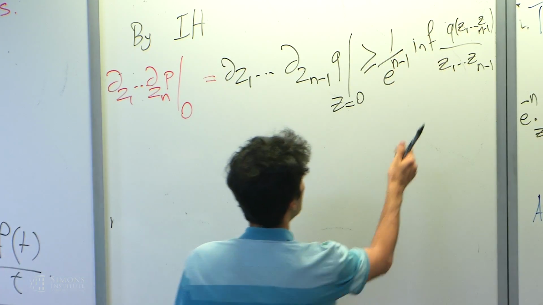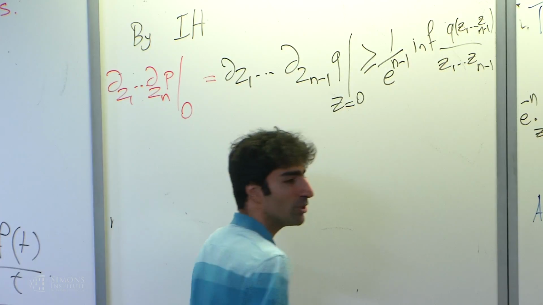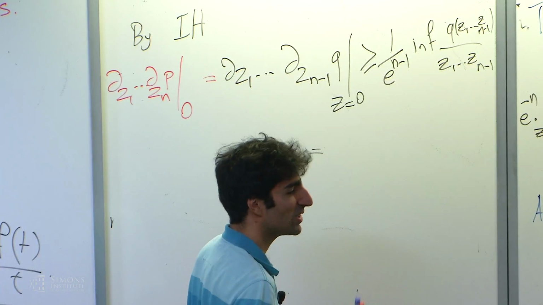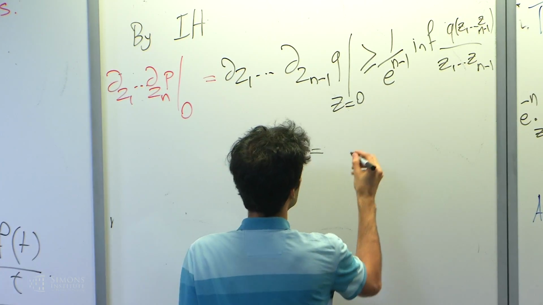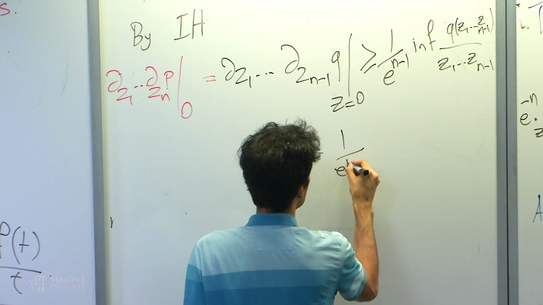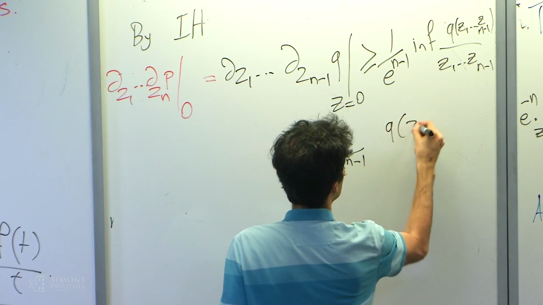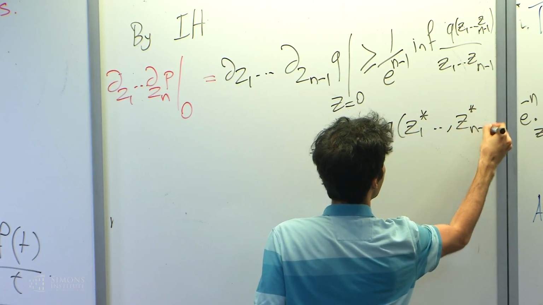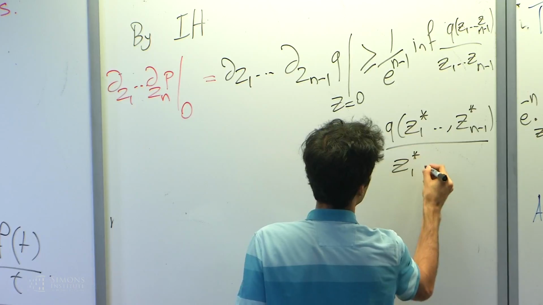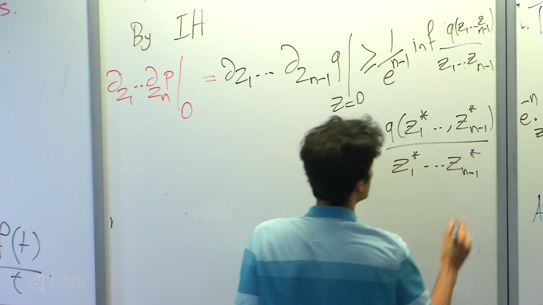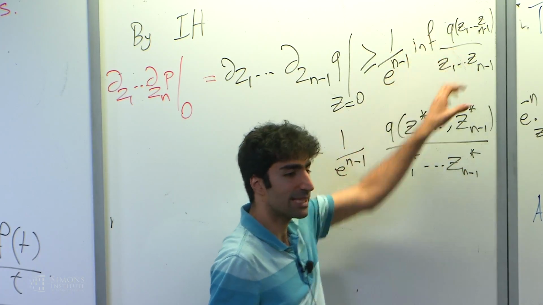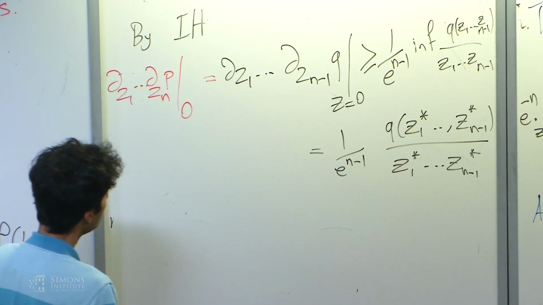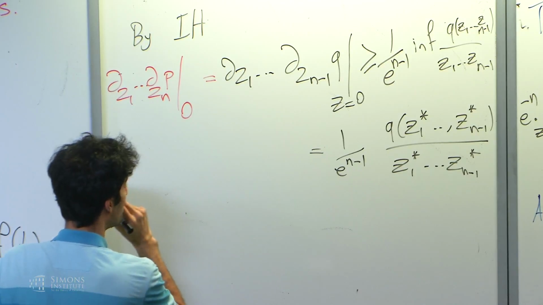Okay, so here's what I do. Let's say I assume that this infimum is attained at some point. I'm cheating a little bit. You really need to do an epsilon-delta argument, but let's make the argument simpler. So suppose this is equal to 1 over e to the n minus 1 of Q of Z1 star up to Z(n-1) star, over Z1 star up to Z(n-1) star. So I'm assuming that this infimum is attained at Z1 star up to Z(n-1) star. Okay, good. Now, one more step.